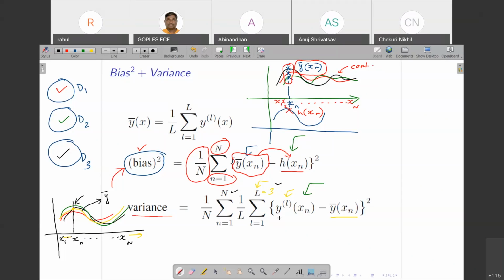So what you are doing here is finding out the variance. L is the Lth data set, and you see how far it is deviated from that average, the mean. If I find this error, we can understand how close to each other the different curves obtained using these 3 different data sets are. So if the lambda value is almost 0, what does it mean? It is like overfitting.